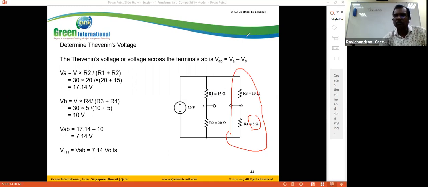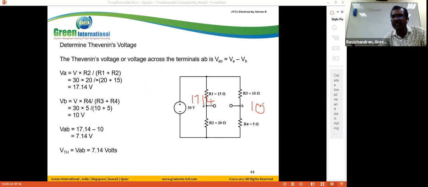So here VA is 17.14 volts, and here VB we have 10 volts. So what is the voltage between A and B? 17.14 minus 10. So this is the Thevenin's voltage for this particular problem.